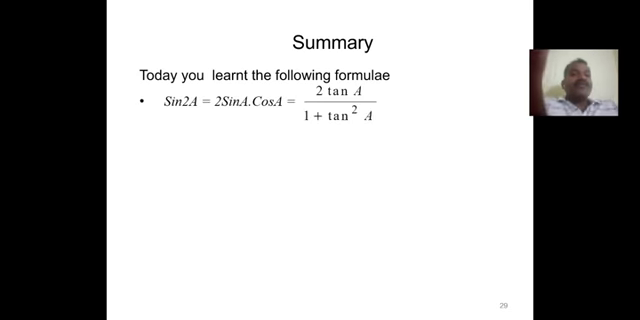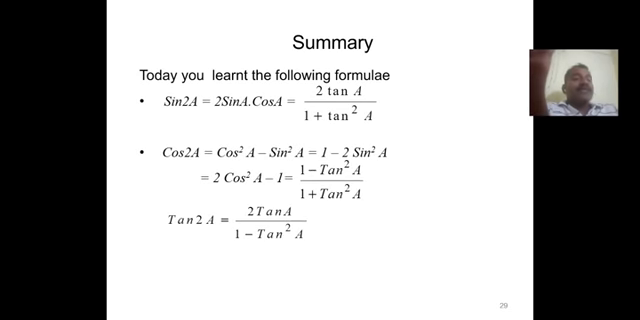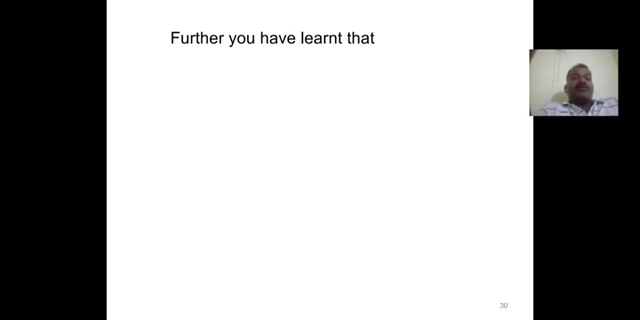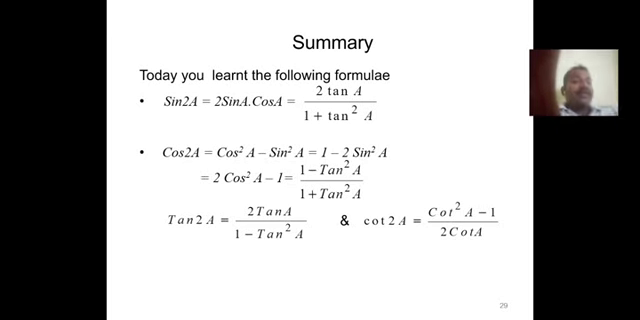Now, with the help of this, sin 3A is 3 sin A minus 4 sin cube A. Cos 3A is 4 cos cube A minus 3 cos A. Tan 3A is 3 tan A minus tan cube A by 1 minus 3 tan square A. Cot 3A is cot cube A minus 3 cot A by 3 cot square A minus 1. These are the principles for trigonometric ratios for 2A and 3A, and in terms of A by 2. Those are also some of the important principles.